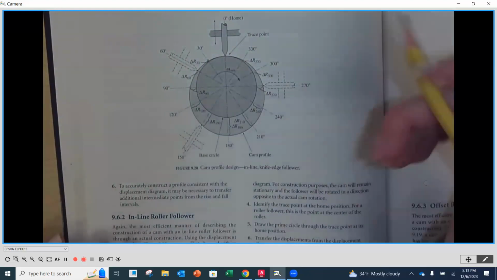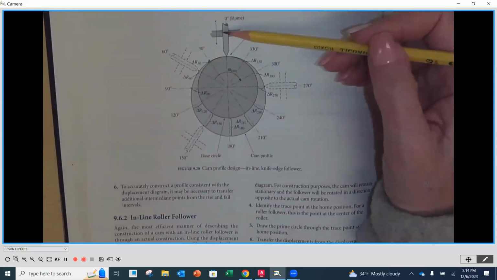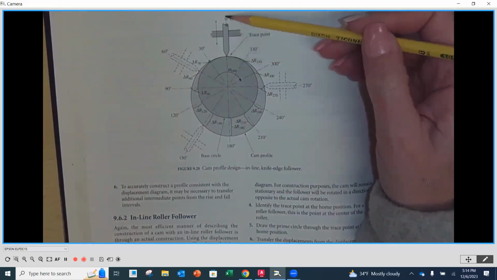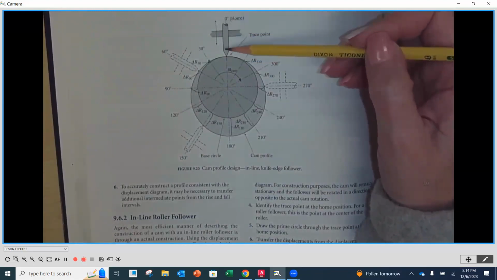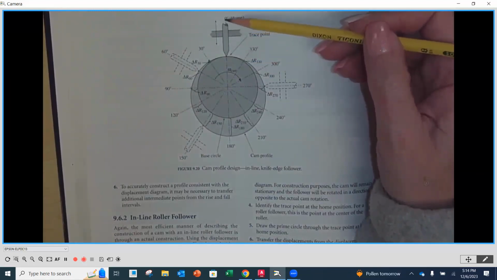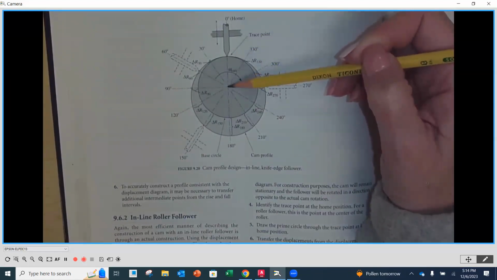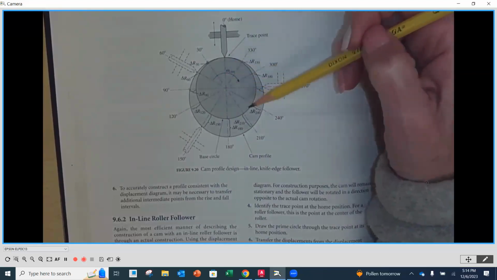All right. Now, because this is an inline follower, that means that we look at the follower and its motion. In this case, it's going to be a linear motion going vertically. Its 0 degrees are going to be in line with the center of rotation of that cam. And then to mark off our 30 degrees, we go right from the center here, and you're going to notice 30-degree increments all the way around.